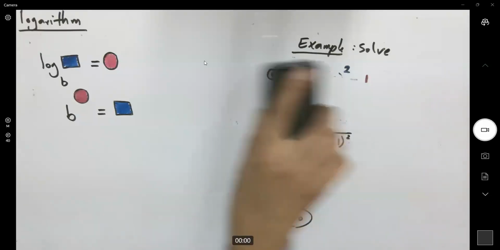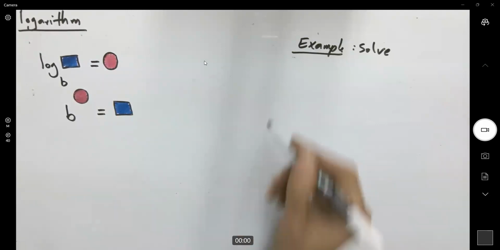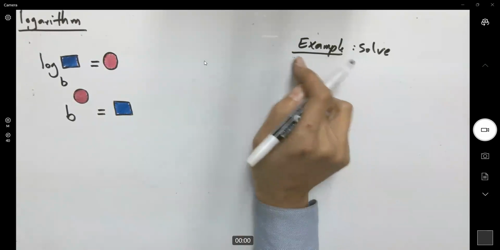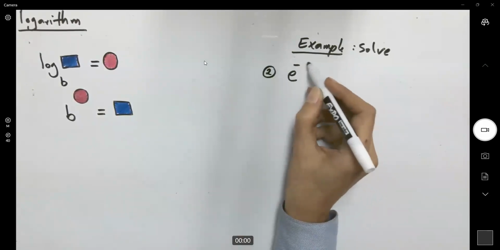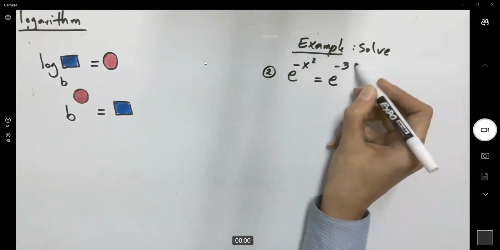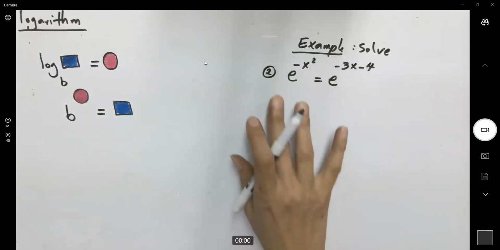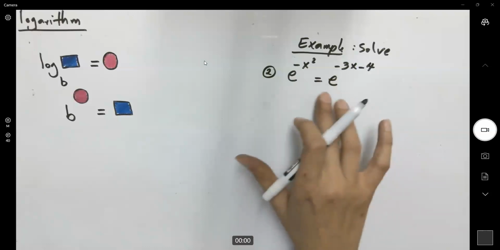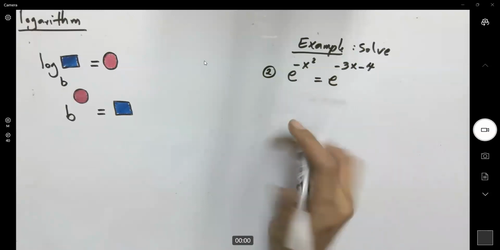Very good. Another example for you. Suppose I ask you to solve the following equation. Number 2. It says e to the power negative x squared is equal to e to the power negative 3x minus 4. Well, here we have the same base for this exponential function to the left and to the right.